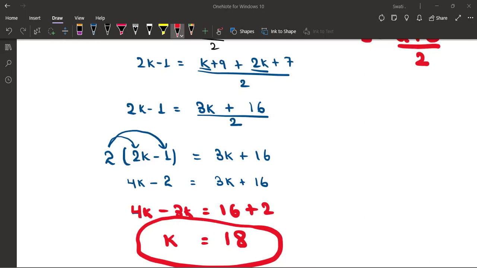ये समझ आया आपको या कोई डाउट है इसमें? Yes. क्लियर है? ओके. सो आपने एक फॉर्मूला देखा, वो फॉर्मूला आप लिख लेना.